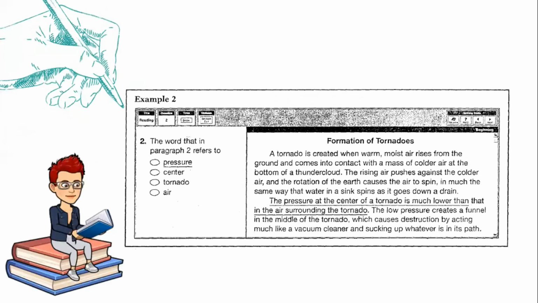You just need that specific part to work with. Another example, the word "that" in paragraph 2: the pressure at the center of a tornado is much lower than that in the air surrounding that tornado. Here we are talking about pressure. Again, you have all the information to answer the question in one sentence, and the sentence is given to you. So you don't need to read the entire text. You can save time and work with these two kinds of questions right away, so you have more time to work with the skimming and scanning of the text to answer the rest of the questions.